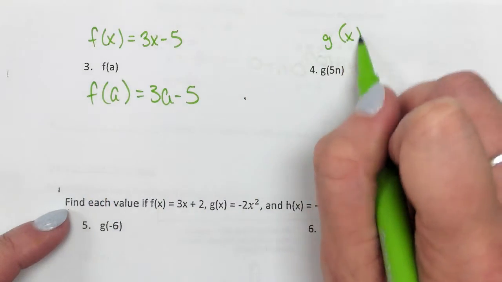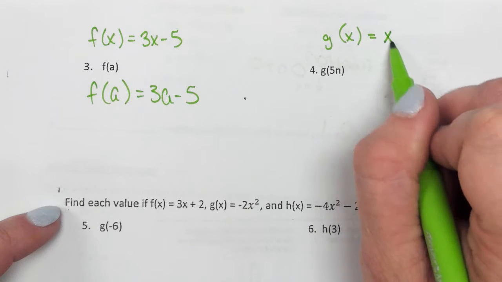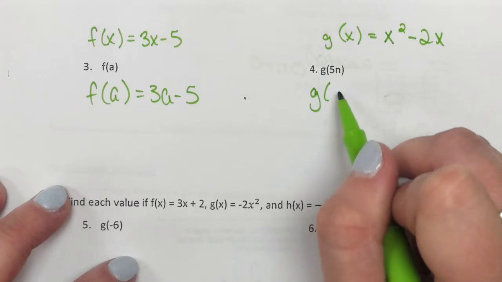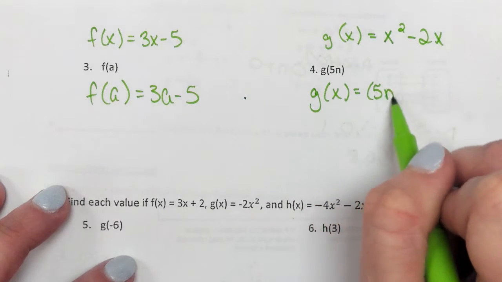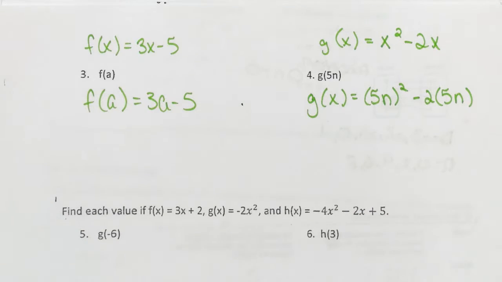What was g of x? Come on, guys. What was g of x? x squared minus 2x. So, instead of x squared, what am I going to do? 5n squared. And I'm going to use parentheses until I learn when and where I have to use them. So, if I'm saying 5n squared with parentheses, do I square the 5? Do I square the n? Do I square both of them? What do I do?